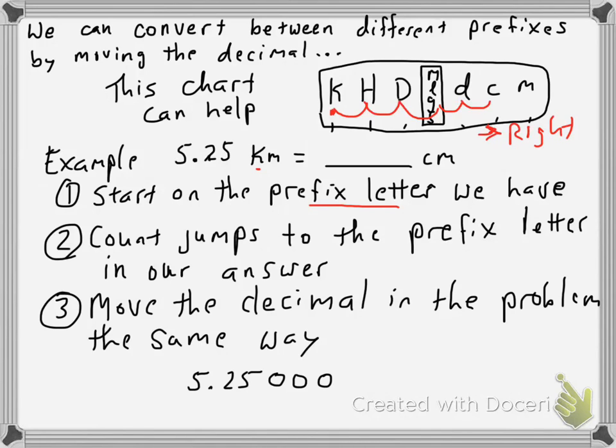And for the final step, we're going to move the decimal in the problem the same way. So here's our decimal in the problem. We're going to move it 1, 2, 3, 4, 5 spaces, and our solution is 525,000 centimeters. 525,000 centimeters is equal to 5.25 kilometers. That's how we convert.